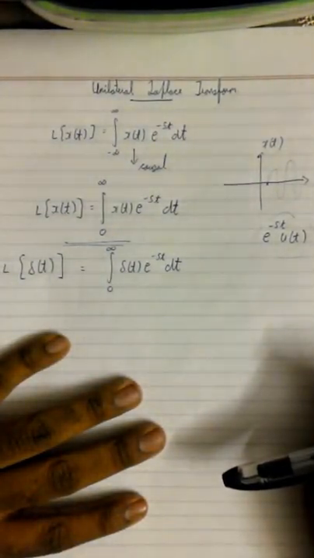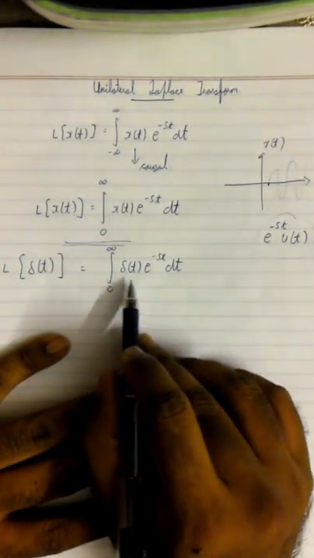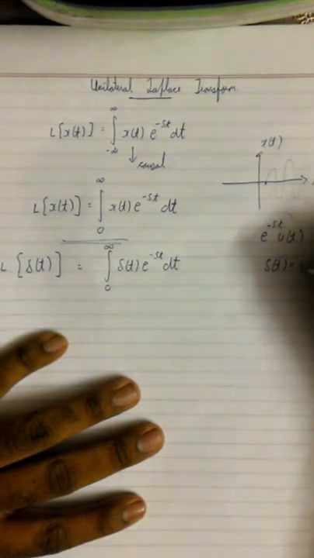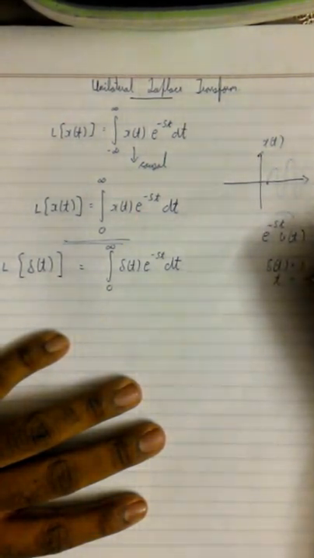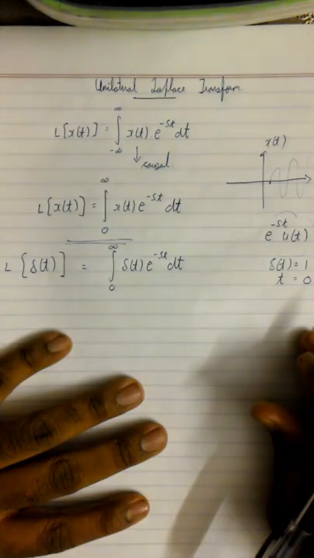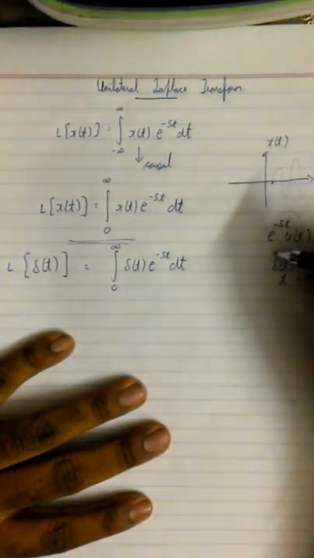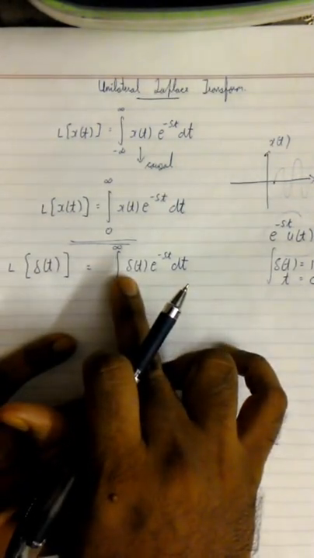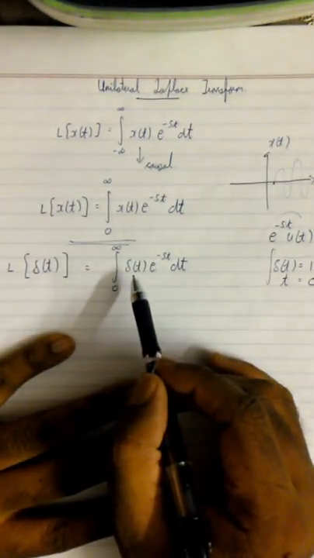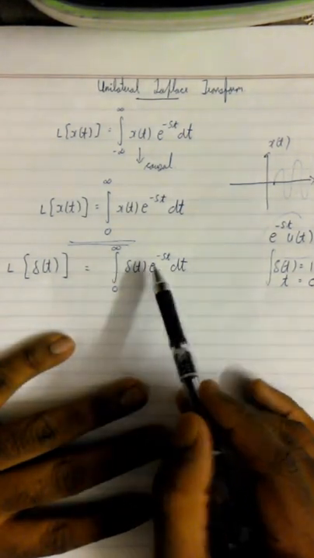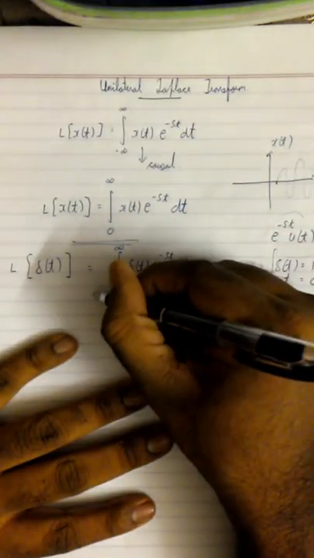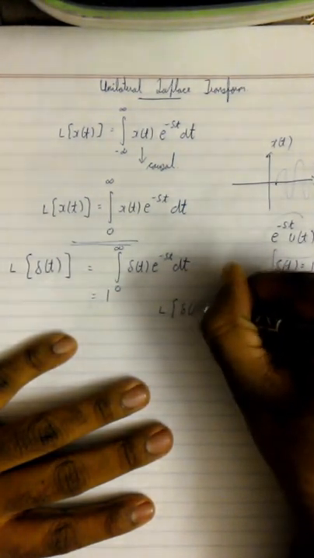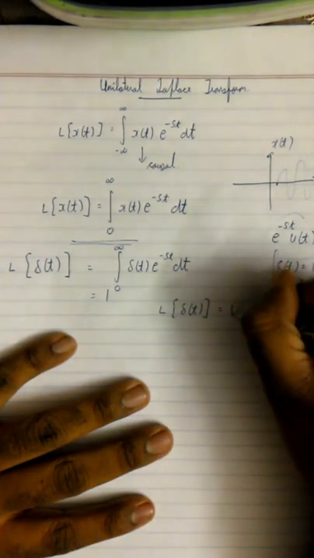Del of t is a unit impulse signal in which the value of del of t is equal to 1 exactly when t is equal to 0. That's how we substitute. The integral of del of t is equal to 1 when t is equal to 0. So in this equation, if I substitute t equal to 0, I get 1 here, and e raised to 0 will become 1. Therefore, the Laplace transform of del of t is equal to 1.